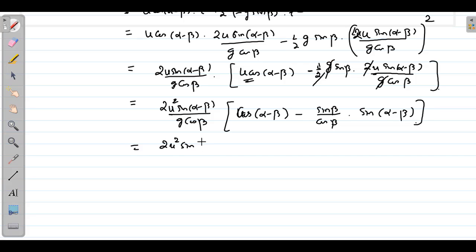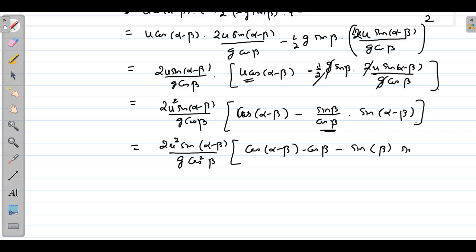We take common or LCM cos beta. We take cos beta LCM and take it out, so it will be g cos square beta, and inside it will be cos alpha minus beta into cos beta minus sine beta into sine alpha minus beta. It is equal to 2u square sine alpha minus beta by g cos square beta.